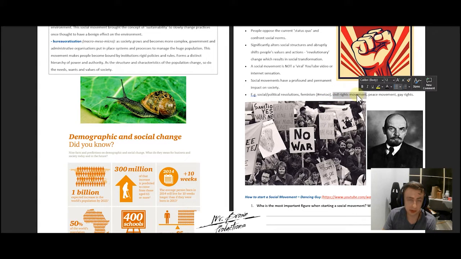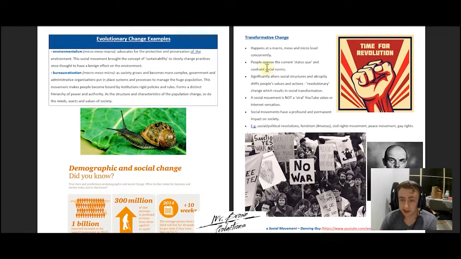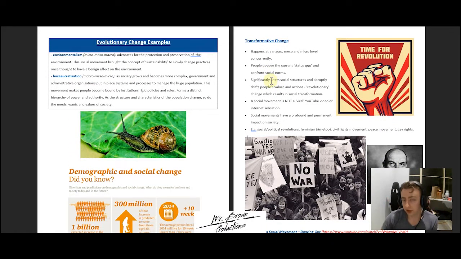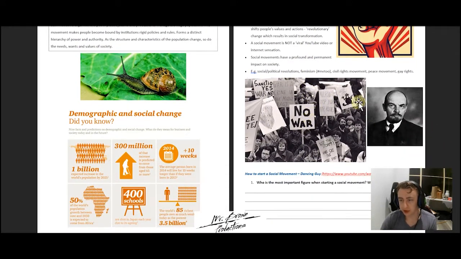The civil rights movement in America and indeed Australia happened over a couple of years in the peak moments where there were protests and significant change happened. Similar with gay rights, and in Australia particularly, the plebiscite was seen as transformative change, because that really got momentum over a couple of years, 2015, 2016, and then it became a reality. And again, it significantly altered the social structure of society. It changed a lot of laws. Most transformative change, though, is in this idea of revolution.